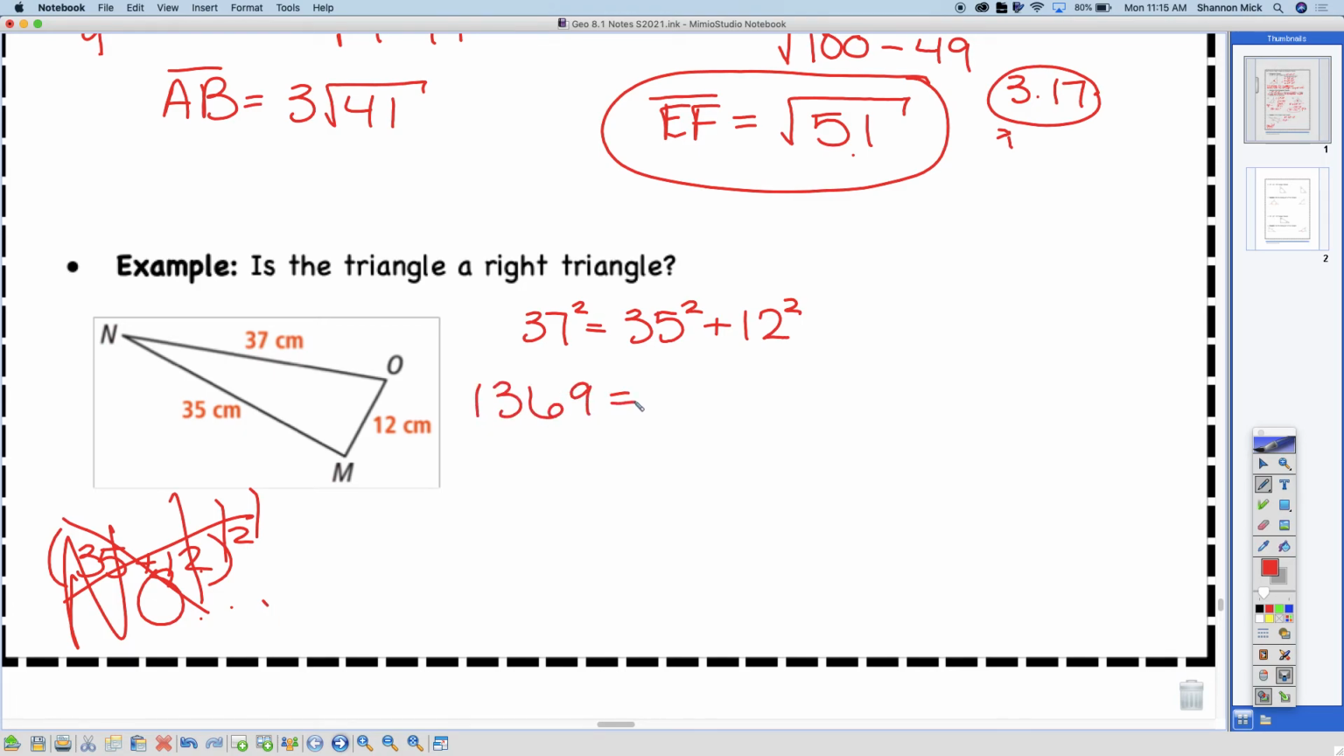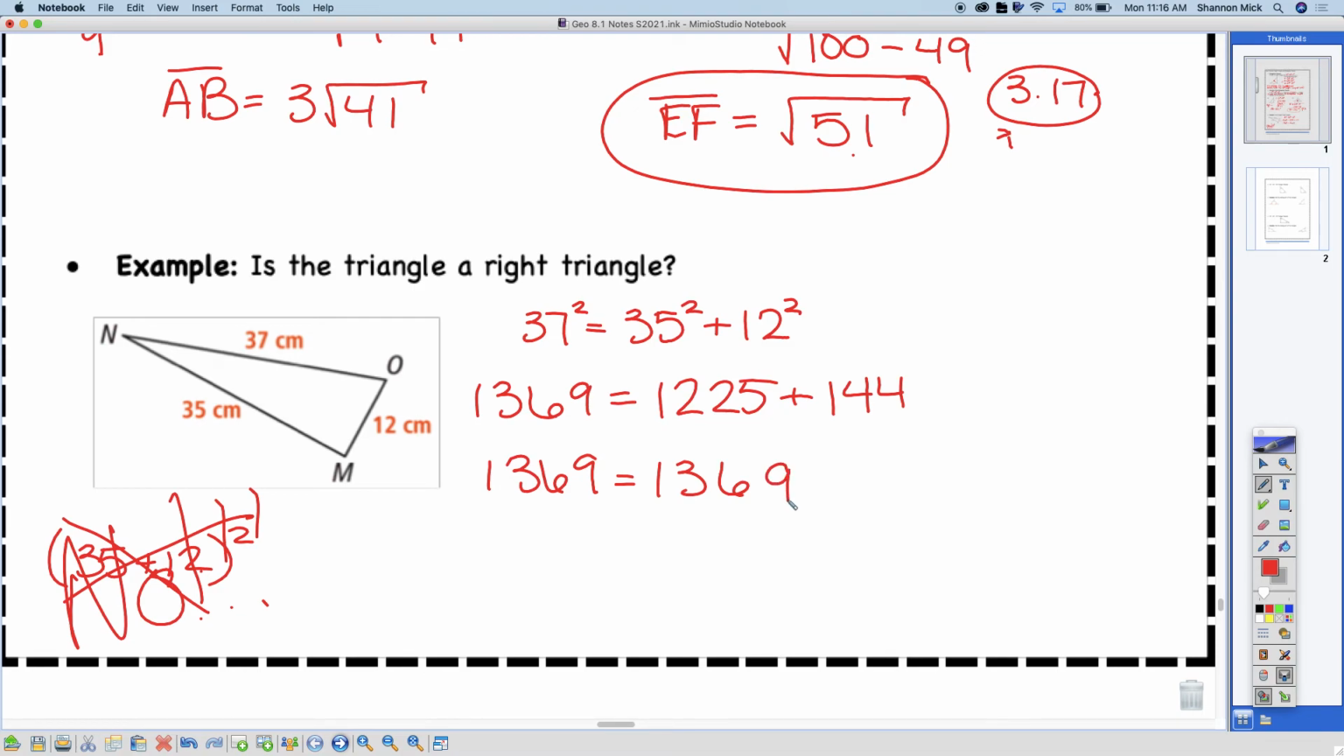That is not one of our perfect squares that you should know, right? So that would be one you'd have to work out, and you get 1369. And then 35 squared, you would work it out and get 1225. And 12 squared, you should know, is 144. So the left is done. We're good. So the right better equal 1369 if this is a right triangle. And it does. So this is a right triangle.